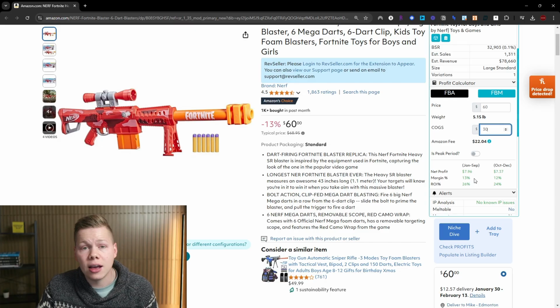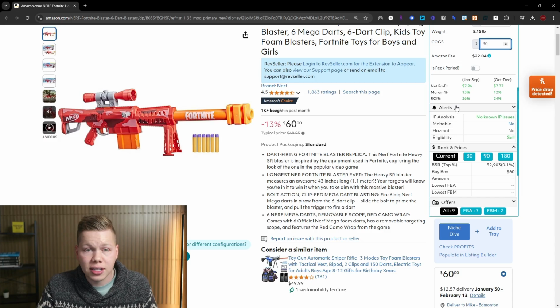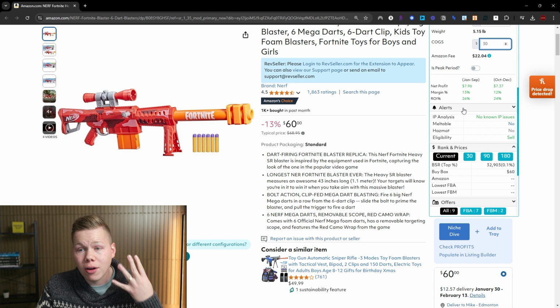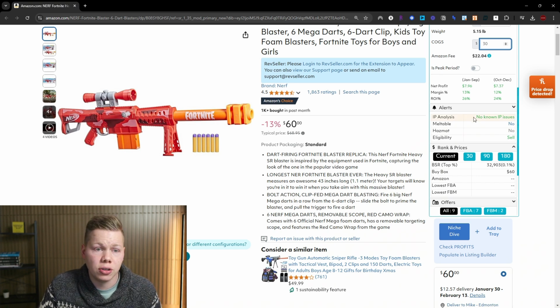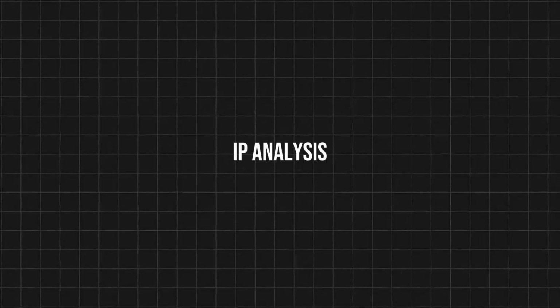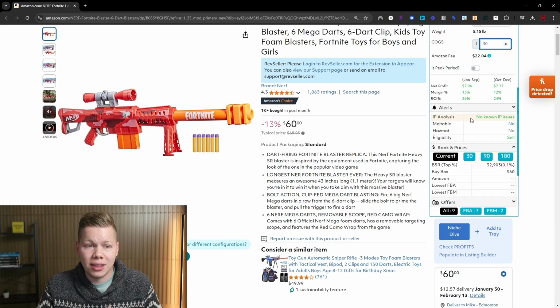Next, we're going to be taking a look at signals. It's right below, also known as alerts in Hero Launchpad. And there are 4 key things that we want to pay attention to. We want to take a look at our IP analysis. In other words, the likelihood that a brand or an authorized seller is going to launch IP or account health claims. And this software can help you to determine if that issue has been a problem in the past. And so it's not been a problem for this specific product, so we're okay there.